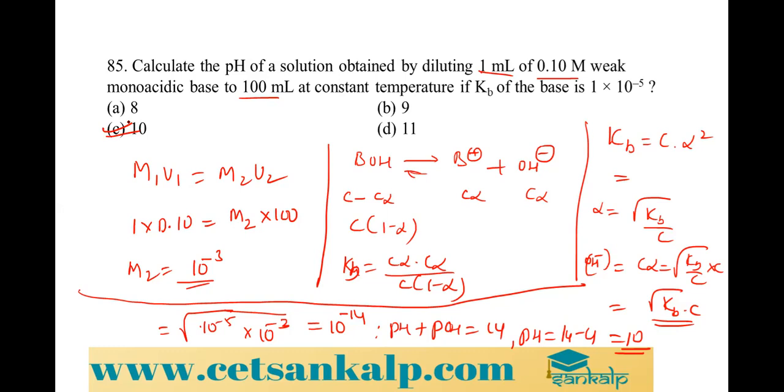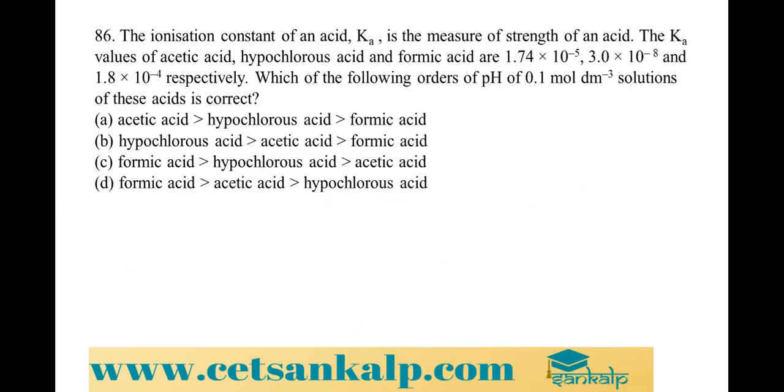Yes. Next question number 86. The ionization constant of an acid Ka is the measure of strength of an acid. ಹಾಗಿದ್ರೆ the Ka value of acetic acid, hypochlorous acid and formic acid are given. Which of the following orders of pH of 0.1 mole per dm cube solution of this acid is correct? ಯಾವ ಆಸಿಡ್ ಕರೆಕ್ಟ್ ಅಂತ ಕೇಳ್ತಾ ಇದ್ದಾರೆ, ಹೇಳ್ತೀರಾ?